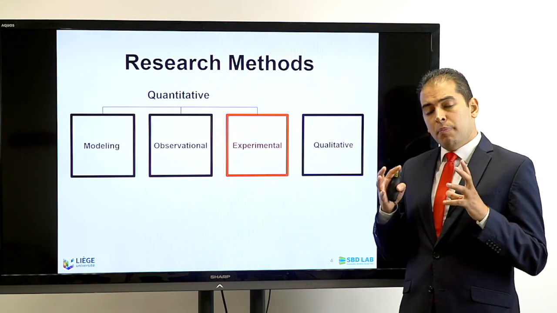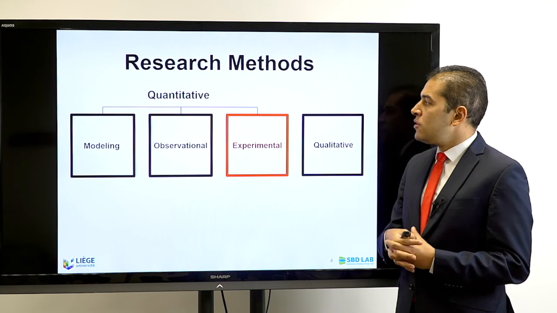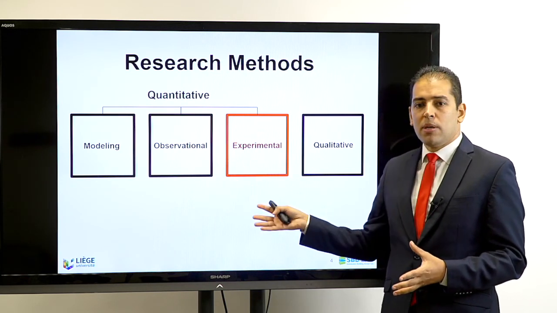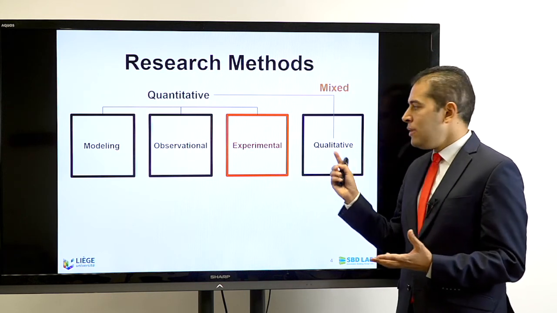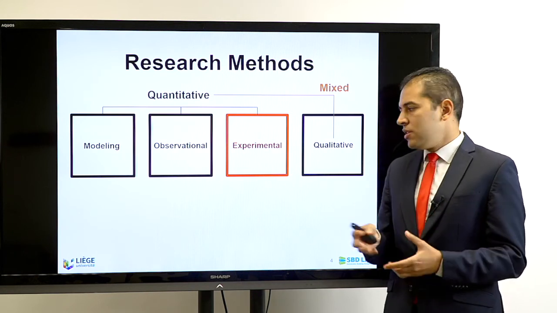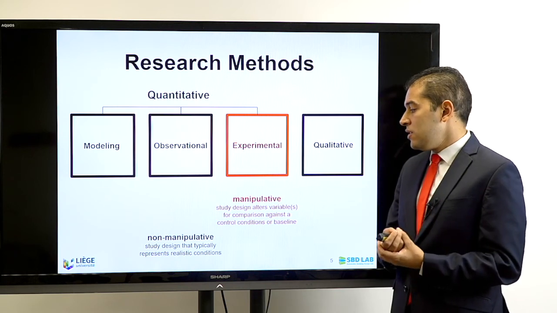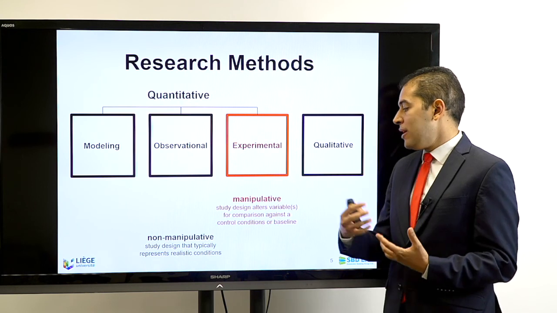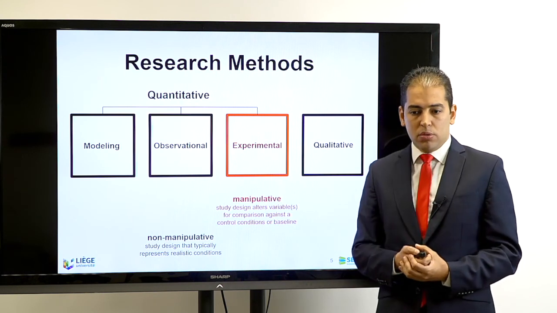It is placed in the context of experimental research. And when we talk about the different methods of research, we have the quantitative research, including modeling, observational, and experimental research. And we have the qualitative research that can be sometimes mixed, and some people follow a mixed research approach. But in this presentation, we are here talking about experimental research that is considered as manipulative, and it is the study design that alters variables or one variable for comparison against control conditions or baseline against the observational approach.